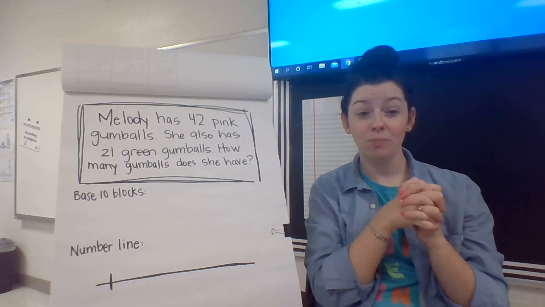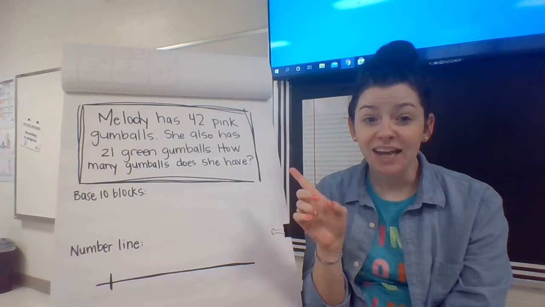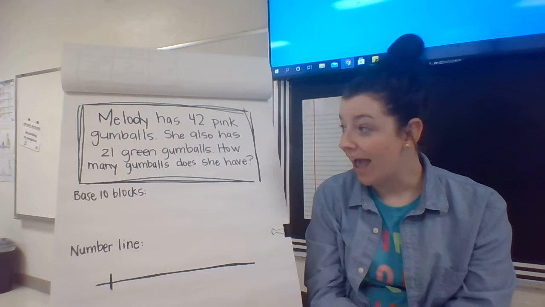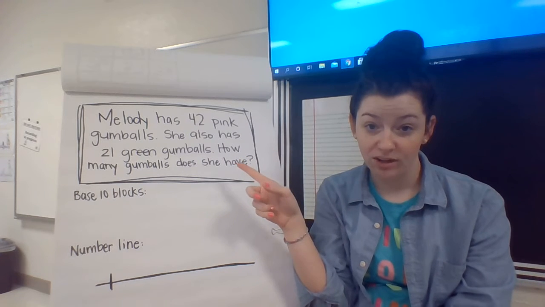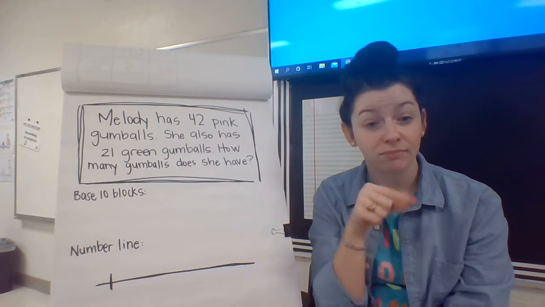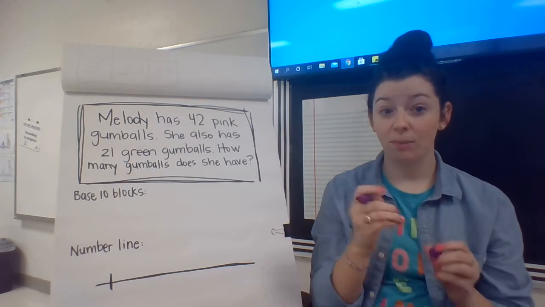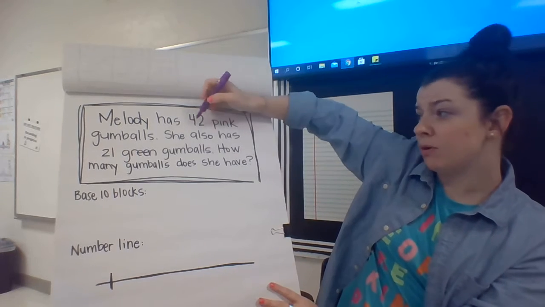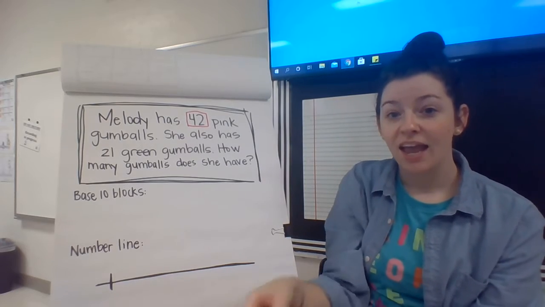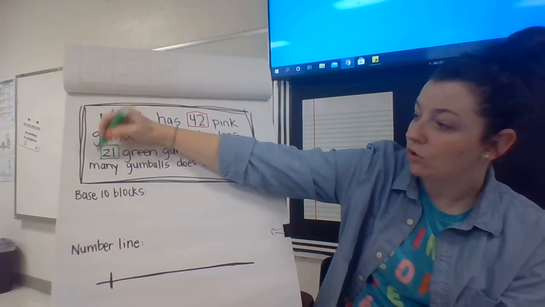First, we have to read our word problem so we can understand what we're looking for. So Melody has 42 pink gumballs, and she also has 21 green gumballs. How many gumballs does she have? That's what we want to know. So we know she has some pink gumballs and she has some green ones. So I'm going to put a box around my numbers. So she has 42 pink, and she has 21 green.